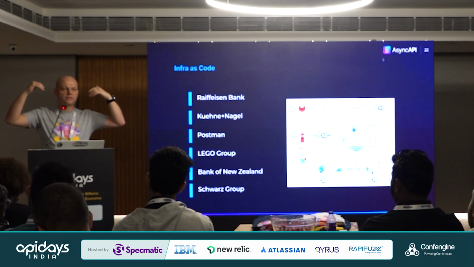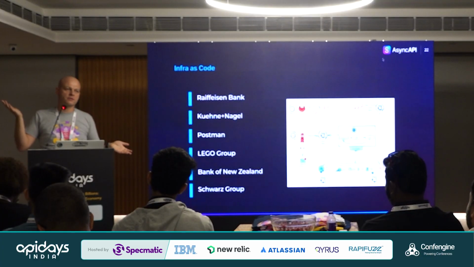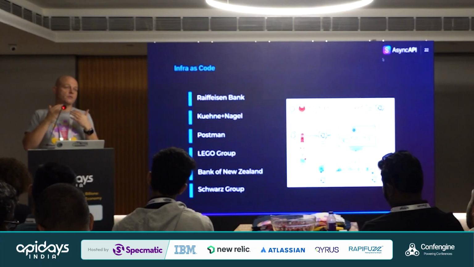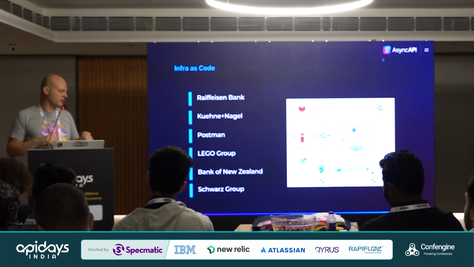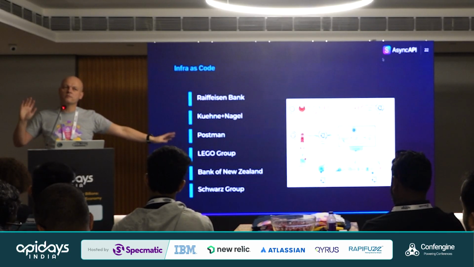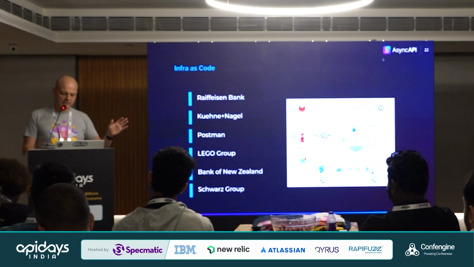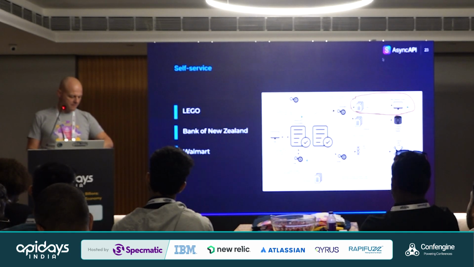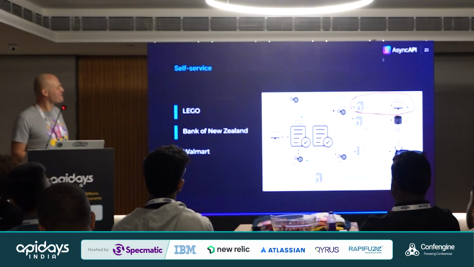So the Postman workspaces: all the teams building something for Postman workspaces had to request new queues through AsyncAPI documents to get access to SNS and SQS. But there are some changes in the architecture. And Schwarz Group, the big German company behind Lidl and Kaufland shops, is exactly the same. They just want to have AsyncAPI as a config.